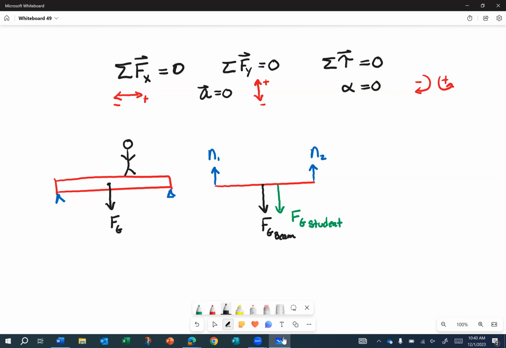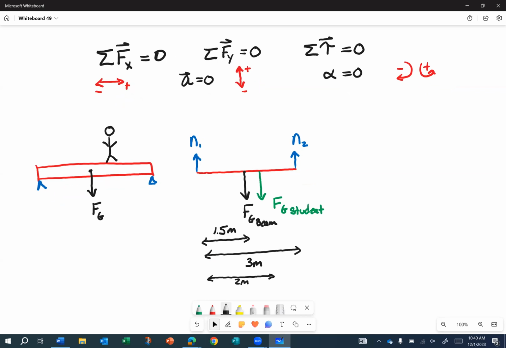The distances that were given are that the entire beam is 3 meters long. We know then the force of gravity would be at the center of gravity, at 1.5 meters. And we're told that the student is standing 2 meters from the left support, or support 1. So that's 2 meters here.